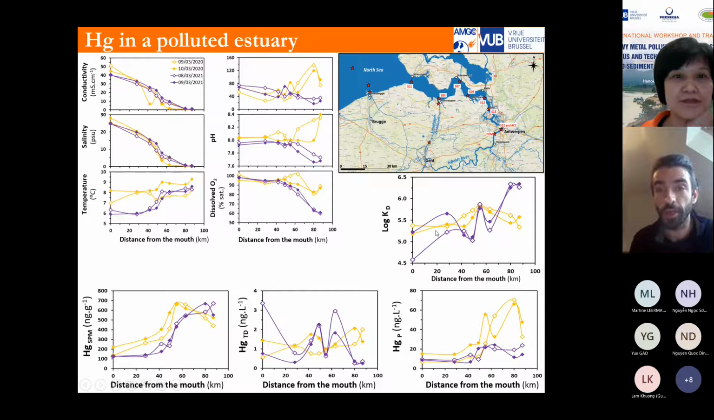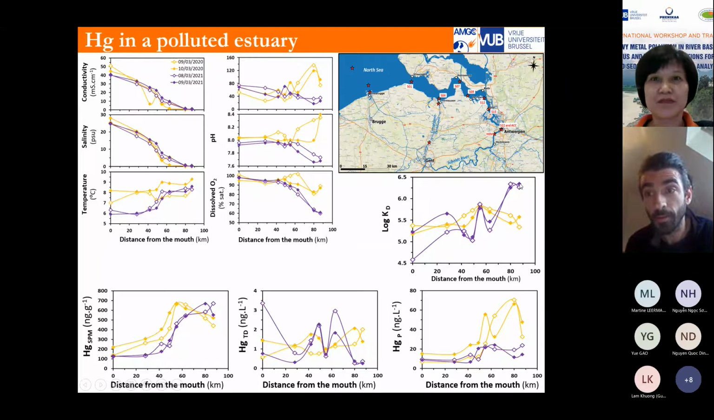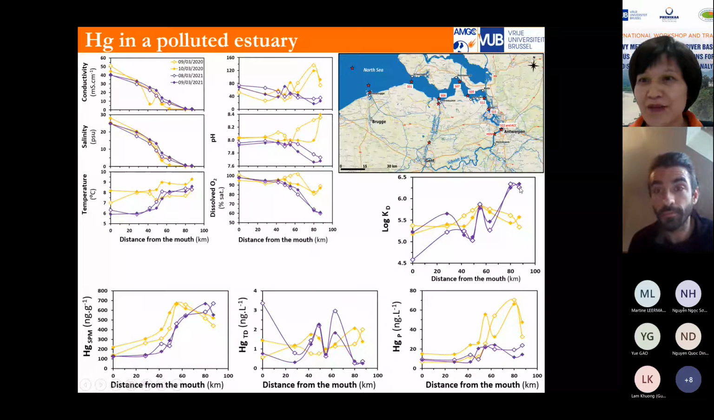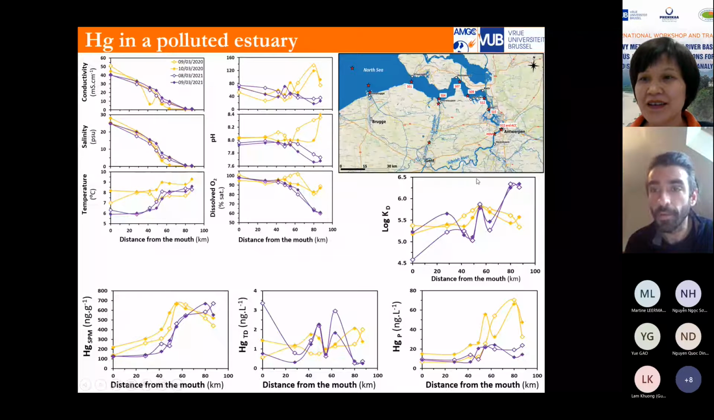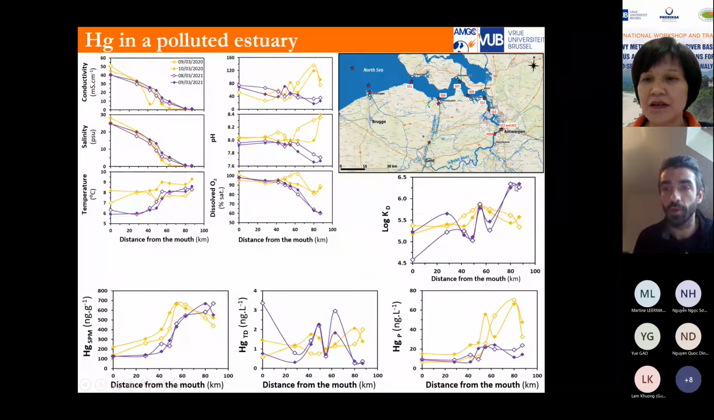And in general, here you have the KD, which is the affinity of mercury towards particles versus the dissolved phase. So the higher the KD, the higher the affinity for particles. Sorry? It's just the noise. Okay. So KD, in case you know, but anyway, if it is high, you have higher affinity for particles. If it is low, higher affinity for the dissolved phase. So you can see a global decreasing trend between upstream and downstream.